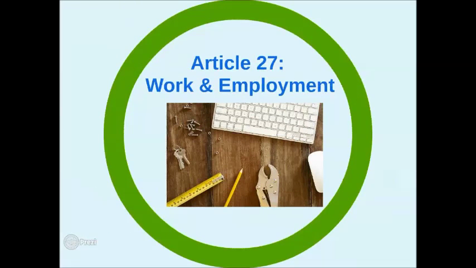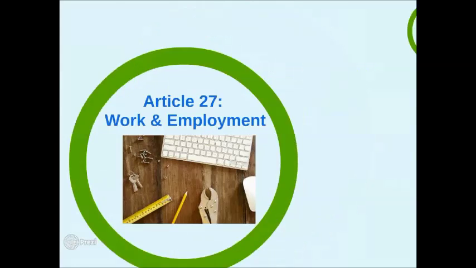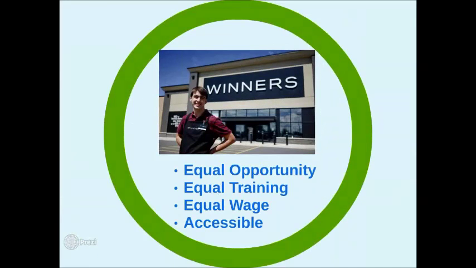Article 27, Work and Employment. Article 27 says that you have the right to equal and inclusive employment. You have the right to be valued as an employee and have equal pay for equal work. You have the right to equal job training and to apply to new job positions within the workplace. Your employer must also provide an accessible work environment to accommodate any of your specific needs, such as visual aids or computer access aids.